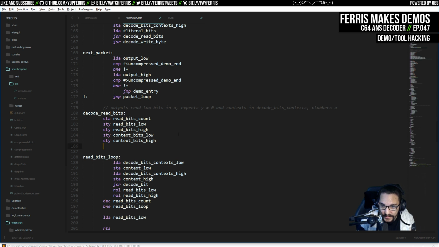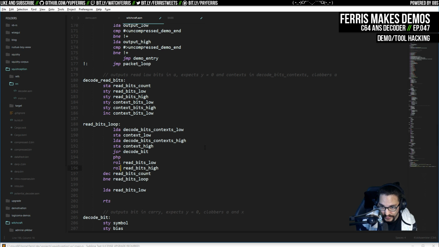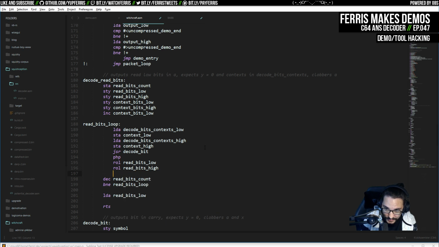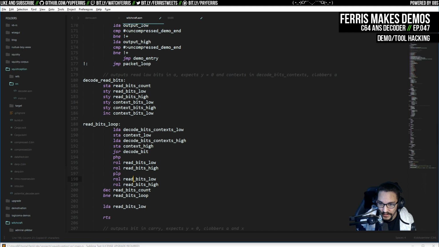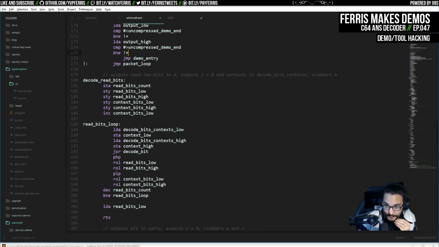We actually want 1 here, so I'm just gonna be cheeky and do this. Whoops. I'm glad that wasn't a password or anything. But yeah, this loads 1 into context bits, and then here we decode the bit that actually reads the bit into the carry. So I'm going to push and pull the program status word right here so that we preserve the carry, and then we can do this exact same shift into the context bits. So this should do exactly the same thing. It should look the same at least, but now these will be updated.